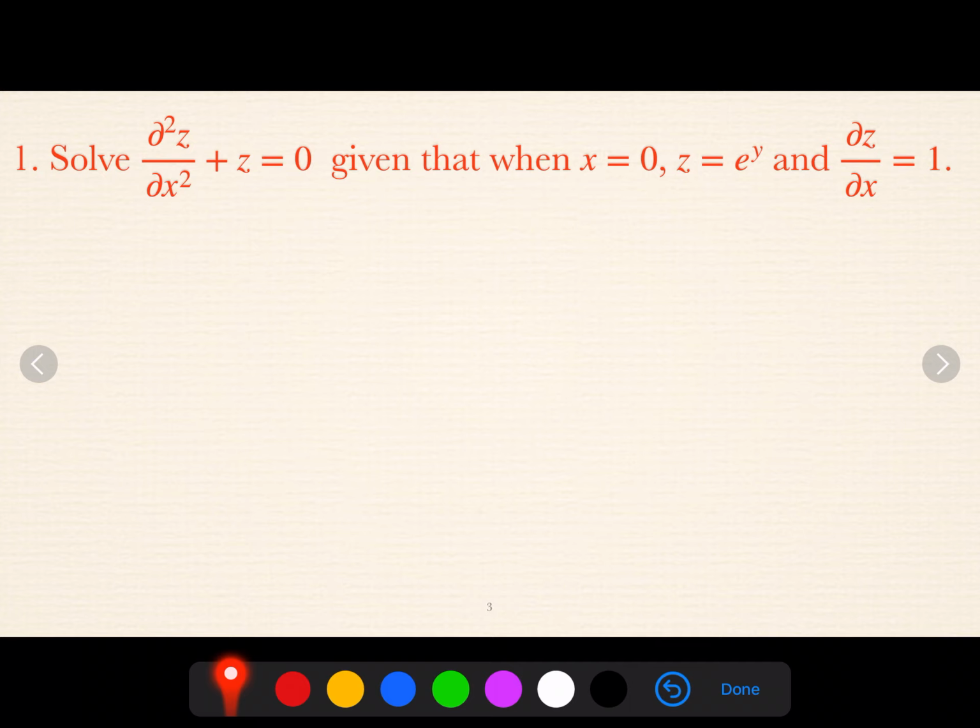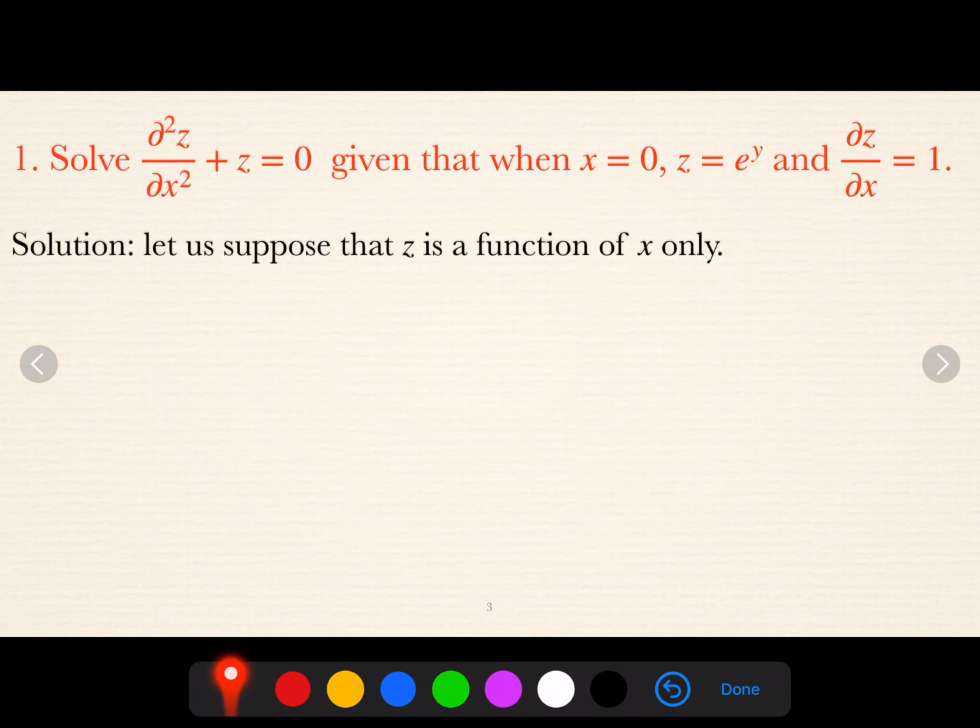Given this question, we have already identified it as homogeneous, and they also gave the conditions: at x equal to 0, z is equal to e power y, and dou z by dou x is equal to 1. So, start the solution. Let us suppose z is a function of x only. The given equation involves the derivative with respect to x only, which is why I assume this as a function of x only.